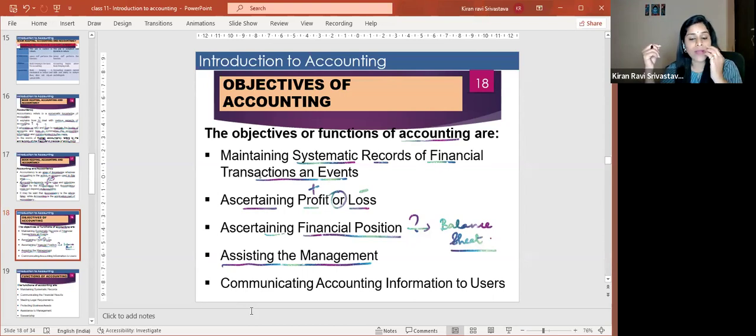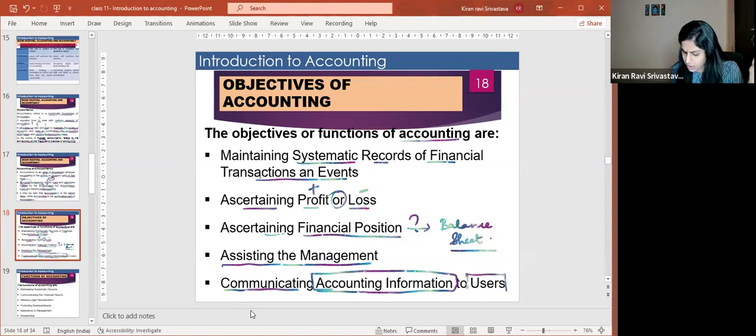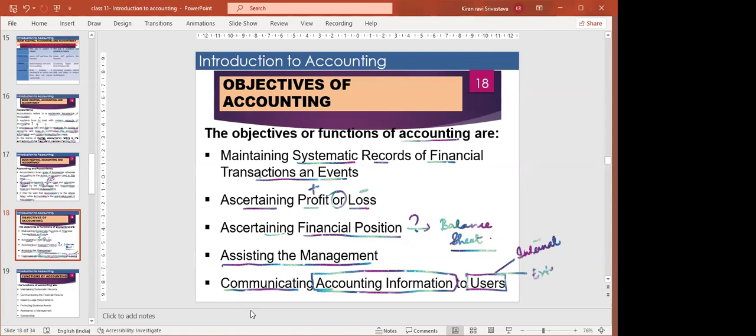And the last one, it should communicate. At the end, when the reports are prepared, the report should be communicated. So what are we communicating? The reports will generate something called accounting information. And this accounting information is conveyed to the user. And the users of accounting can be internal users or external users. Is that clear?